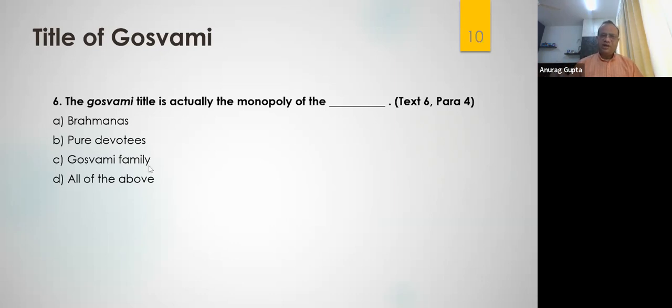Similarly, if somebody takes birth in a family of Goswamis, that doesn't necessarily make the person a Goswami. He might have the facility to become a Goswami. He might have that environment in the family. He might have that kind of inspiration in the family that I also take to the same path as my parents and my ancestors have taken. That inspiration might be there, but there is no guarantee. The person has to practice control of senses and all that to become a Goswami, isn't it? Yes. So the Goswami family cannot be the answer.